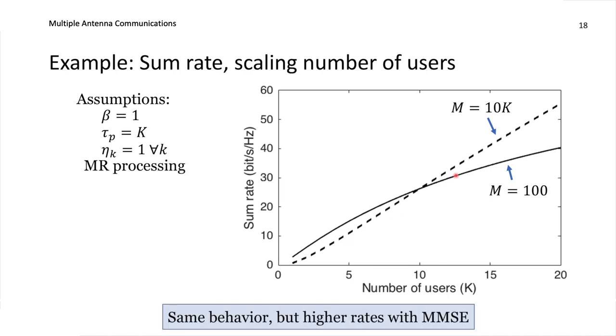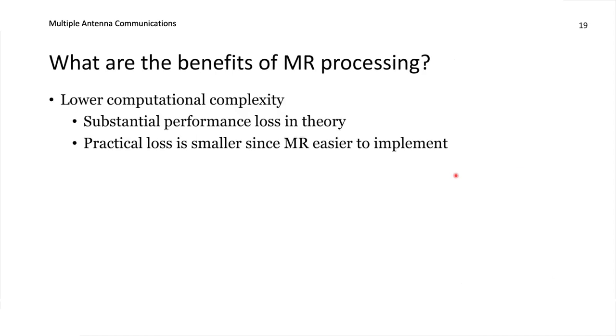And we can observe a similar behavior if we would consider MMSE processing. This figure was about MR processing in the uplink, but the qualitative behaviors would be the same. So what are then the benefits of using MR processing? Because we saw that MMSE processing is performing better. We get 60 to 100% better performance per user in the simulation set that we considered.